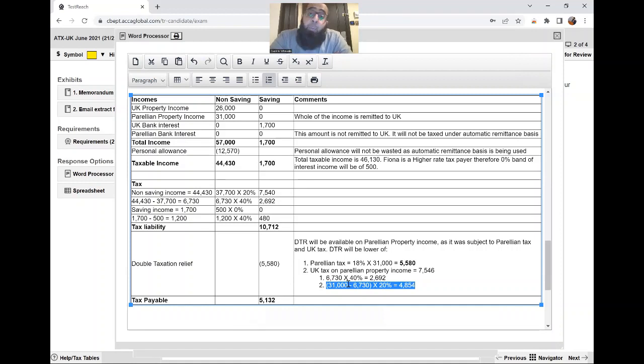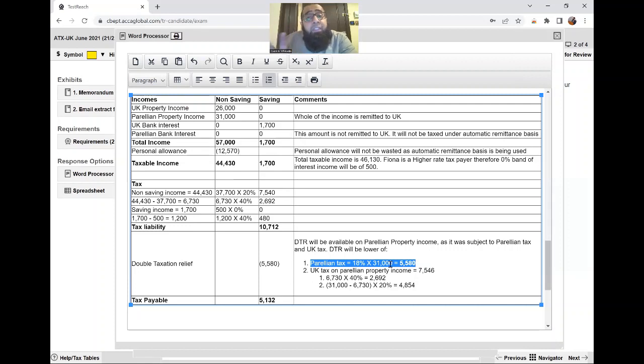Now, what was the shortcut which I referred to? If the student who is attempting the exam is smart, listen to me, what will he do? He'll simply write one statement and he'll close the DTR. The Parilian tax was 18% and DTR is the lower of UK tax and Parilian tax. If a student uses his mind, he can simply tell the examiner that the lowest tax rate of UK is 20%. So this means that DTR will be at the Parilian tax rate, which is 18%.